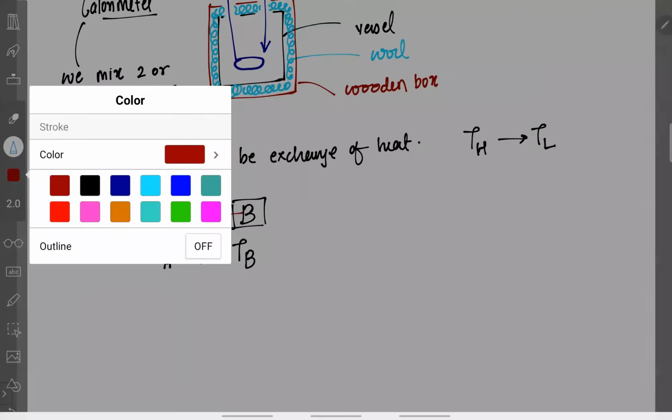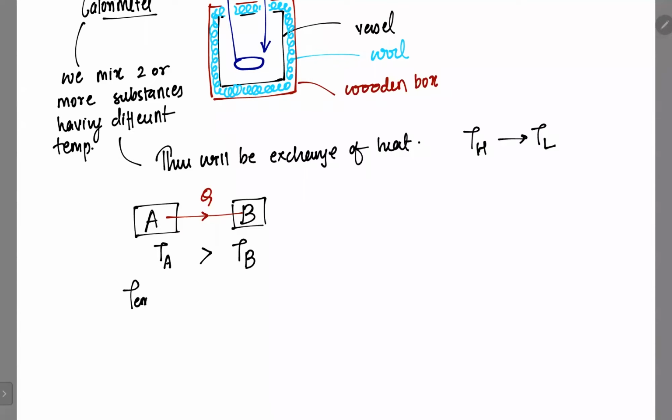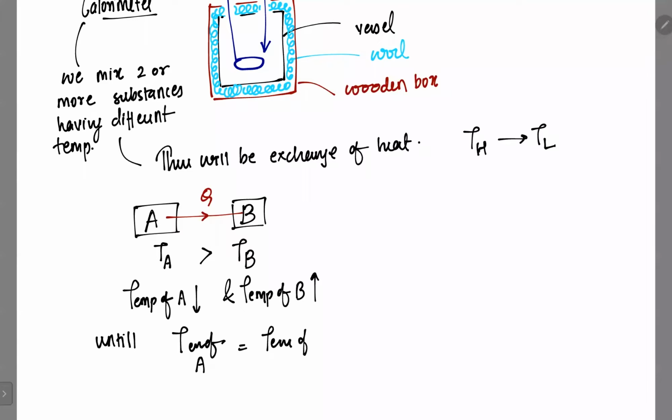Now, if heat flows from A to B, the temperature of A will come down because heat is flowing out, and the temperature of B will go up because B is getting heat. A is releasing heat, so its temperature is coming down, and B is getting heat, so its temperature is going up. This phenomenon will keep happening until the temperature of A becomes equal to temperature of B.